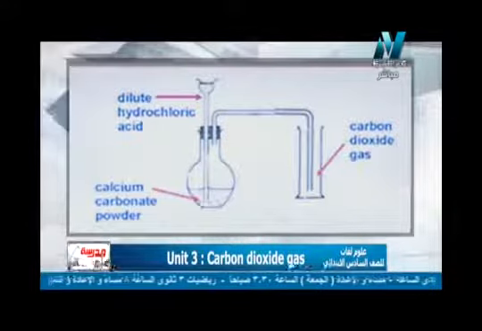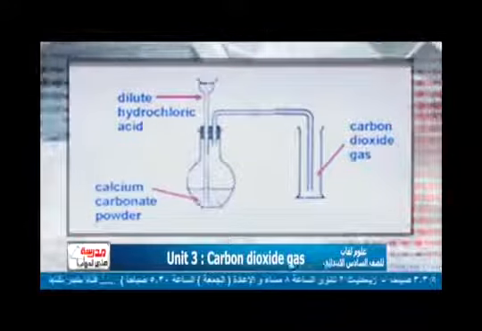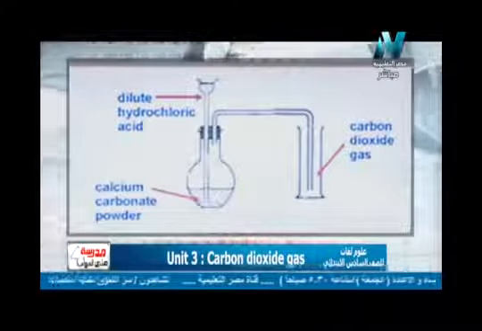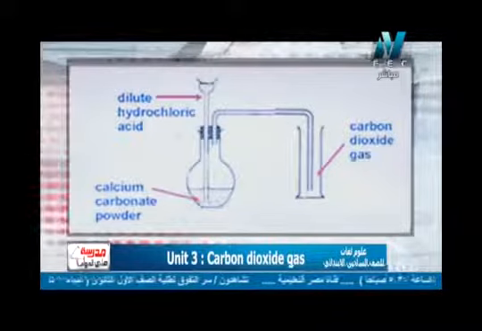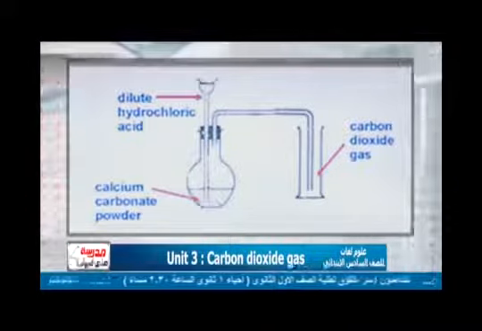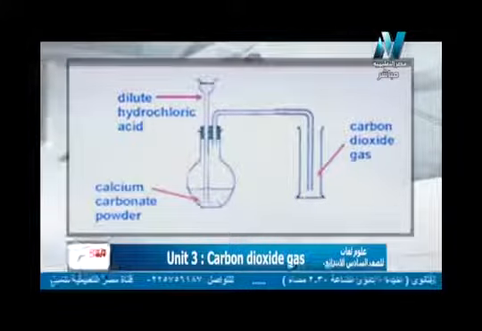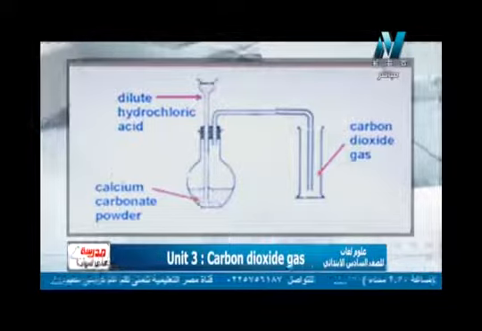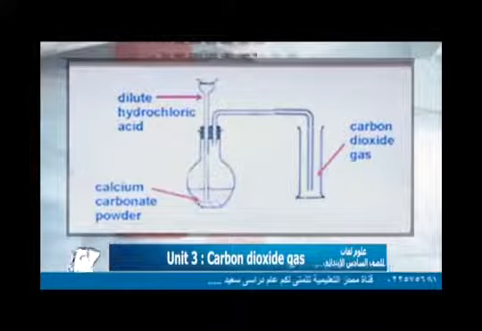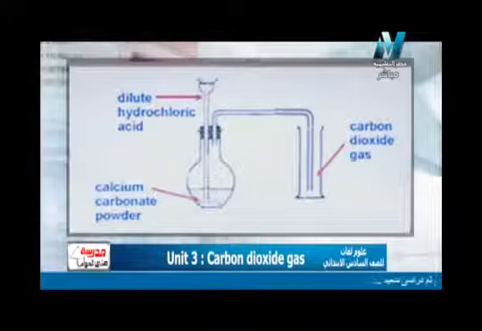What happens when I pour this acid, this hydrochloric acid, on the calcium carbonate? Carbon dioxide gas evolves. How can I collect carbon dioxide gas? Let us remember together how we collected oxygen gas. The experiment was almost similar up to here, and there was a basin of water and an inverted tube. We cannot use water at all with carbon dioxide. Why? Because carbon dioxide dissolves easily in water.